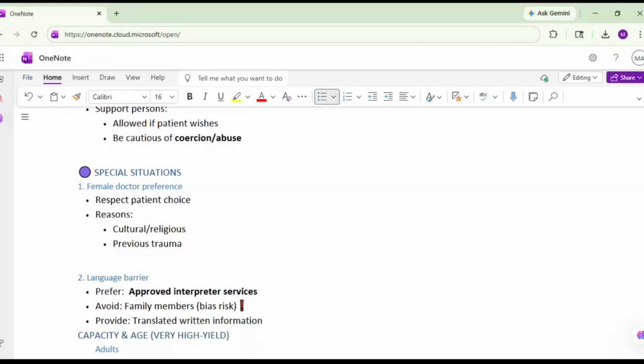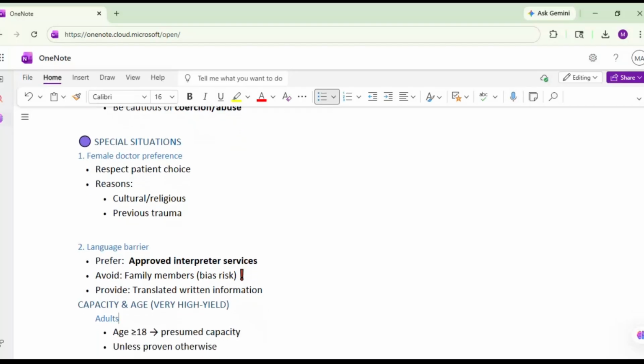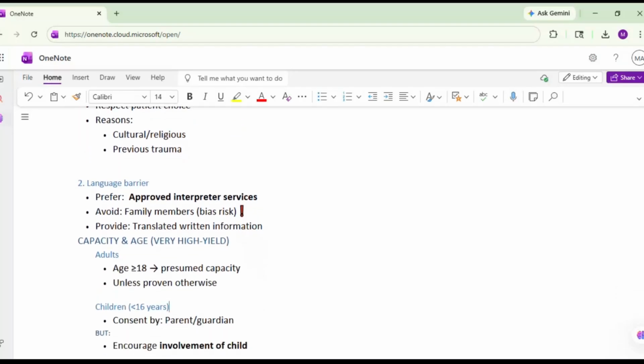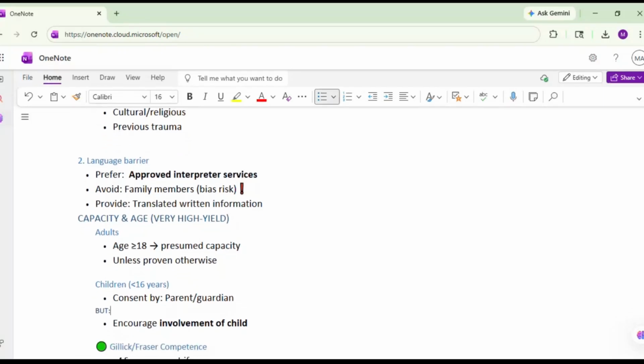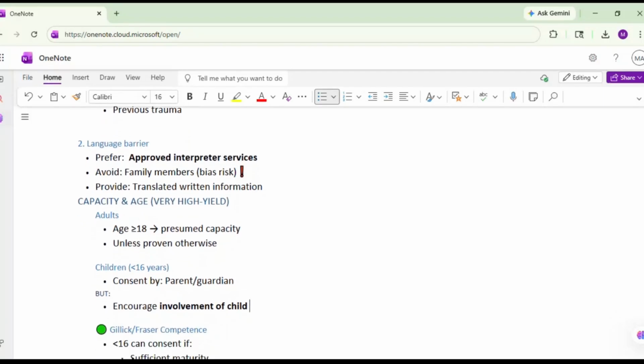Special situations, such as female doctor preference: if the patient asks for a female doctor, respect the patient's choice. The reason may be cultural or religious, or because of previous trauma. There may be a language barrier. In that case, we use approved or professional interpreter services. We always avoid family members because of the risk of bias. Provide translated written information, and multilingual information leaflets are available.